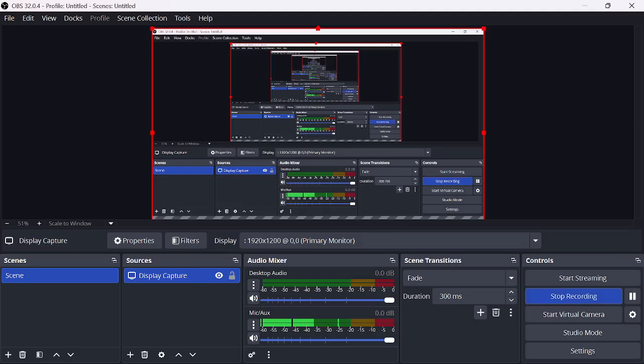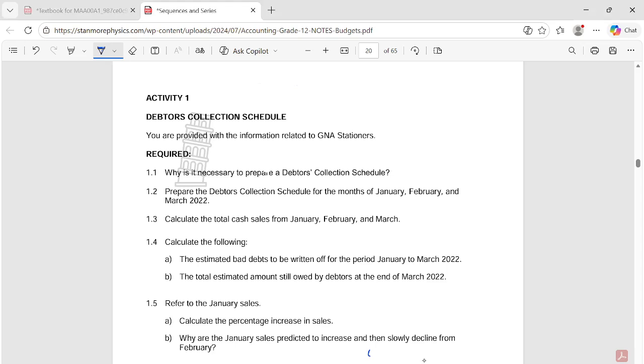In this video we're going to be covering cash budget for grade 12. I'm doing an activity, and the activity is as follows: the debtors collection schedule. You are provided with the information related to GNA Stationers, and then you have to look at what you are required to do.